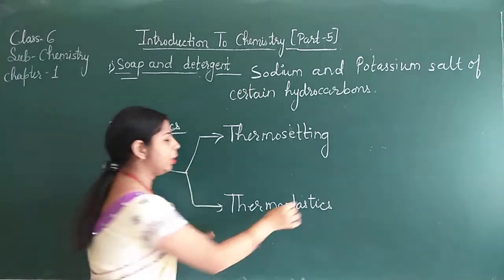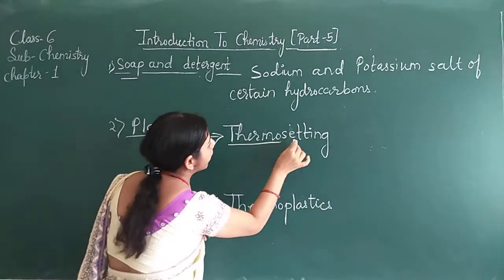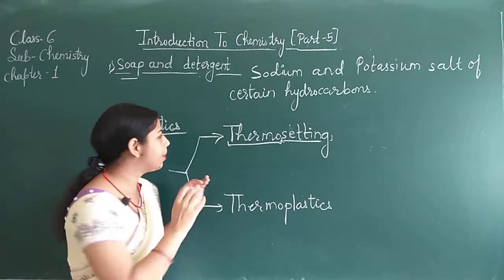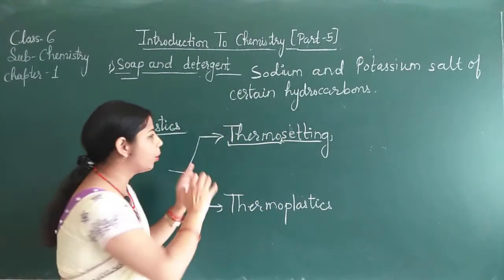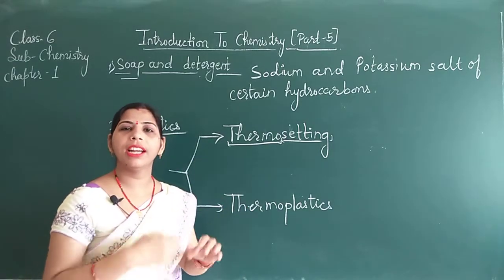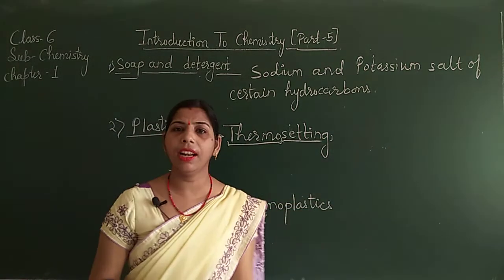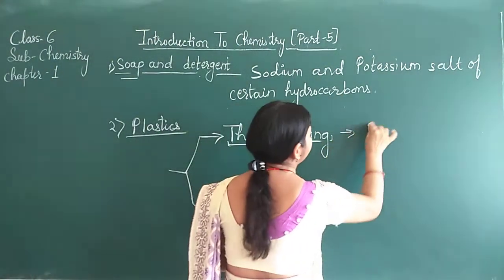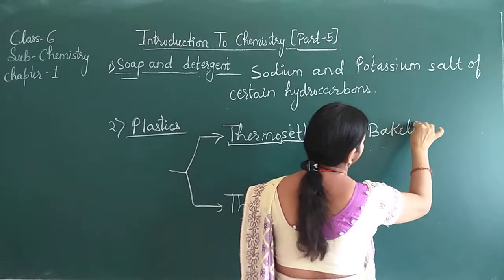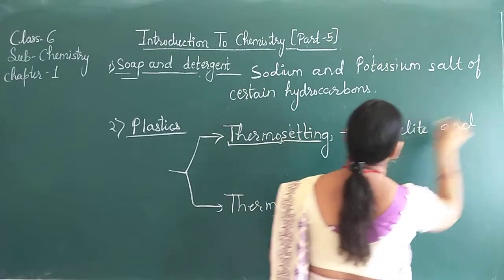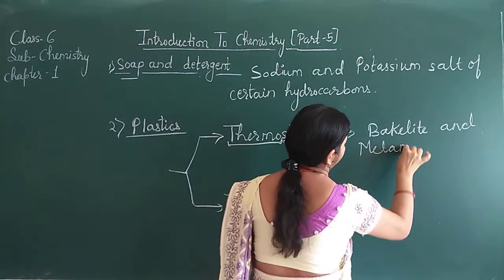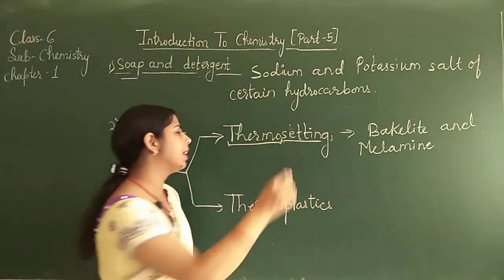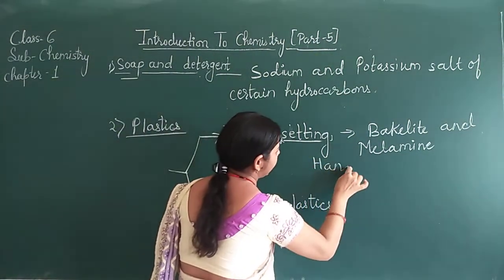Now just look at the first name, thermo and setting. Two words are there, thermo and setting. That means the plastic which after heating is set and cannot be remolded again and again is known as thermosetting plastic, and these plastics are usually bakelite and melamine. This type of plastic is used to make handles of utensils.